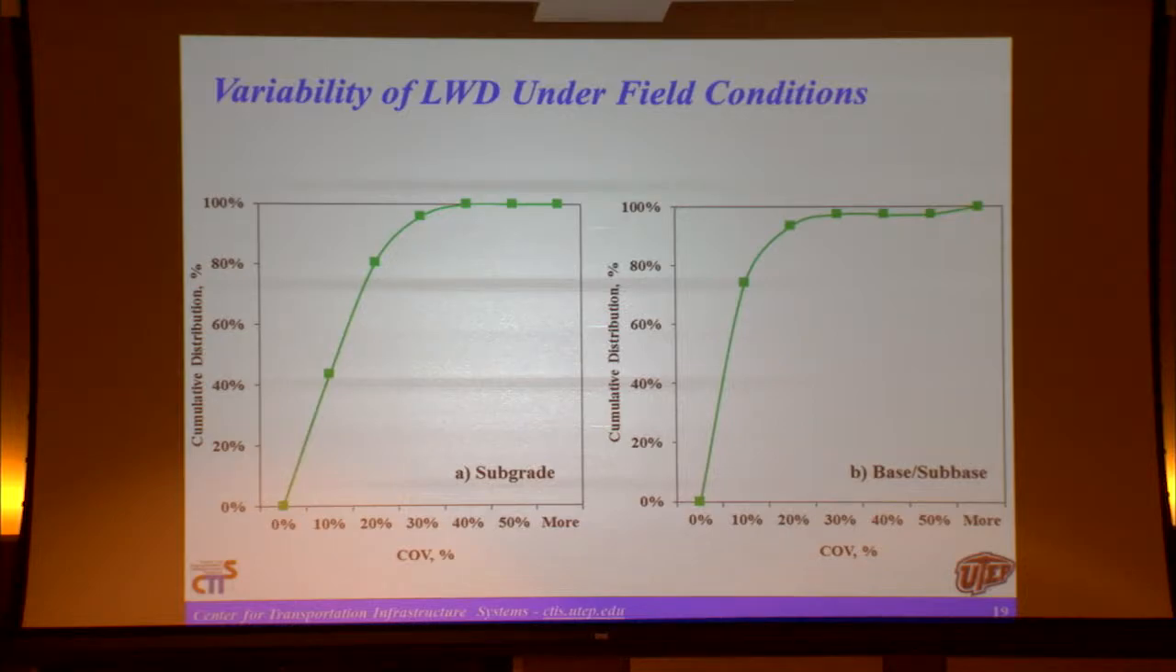So this shows the variability of the field condition of all the projects overall. And you see that we have around 20% coefficient variation. It's less on the bases and things like that because these are value-added materials. So we just expect it to be more uniform than the subgrade.